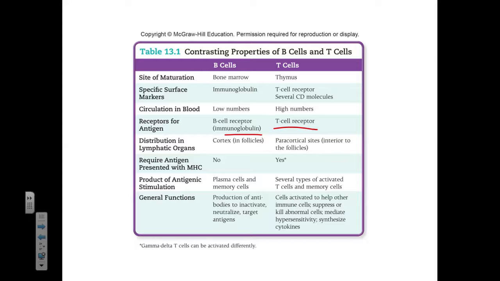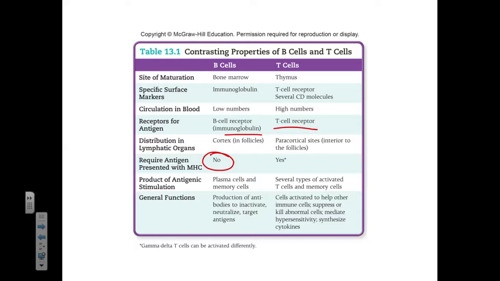We have B cells located in our lymphatic cortexes, whereas the T cells are located inferior to our lymphatic follicles. Our B and T cells also differ in their need to have an MHC molecule present. So our B cells do not require an antigen to be presented with an MHC molecule, whereas the T cells do require an antigen presented with an MHC molecule for activation, with the exception of the gamma delta T cells. Those can be activated by a PAMP, or pathogen-associated molecular pattern.